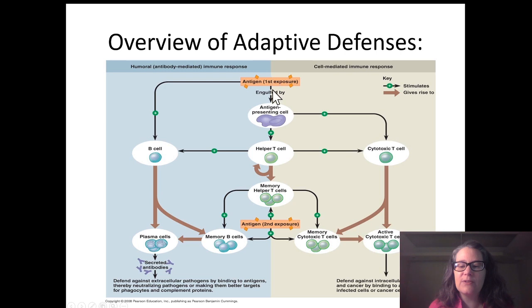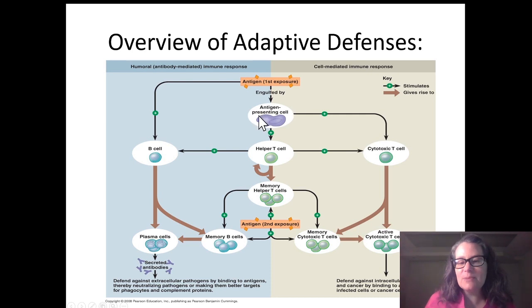Let's talk through the first time you see something. If it's something that you've never seen before, maybe a virus with a very different external protein coat, or maybe a toxin that a bacteria is secreting that you've never seen before, oftentimes what will happen is your phagocytes engulf those cells, bring them in, and then display on their outside surface what the outside surface of the virus or bacteria that needs to be destroyed looks like. These are called presenting cells.